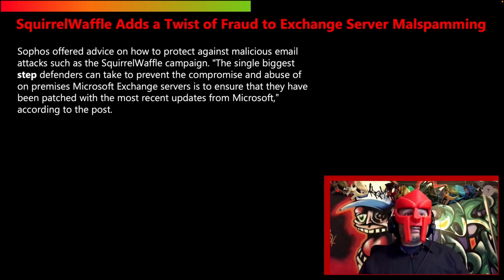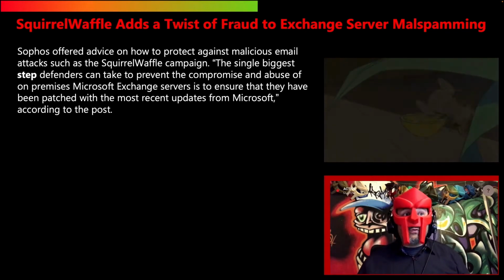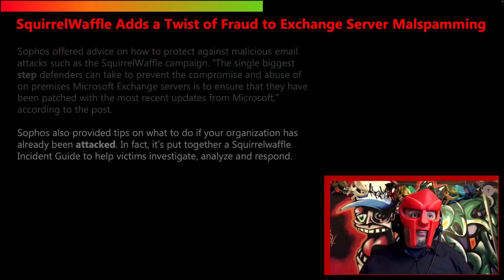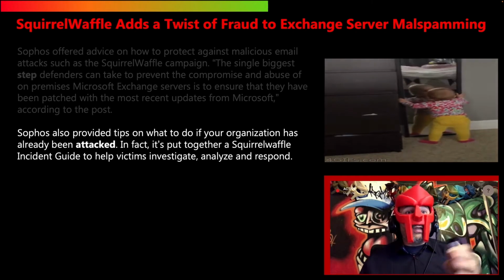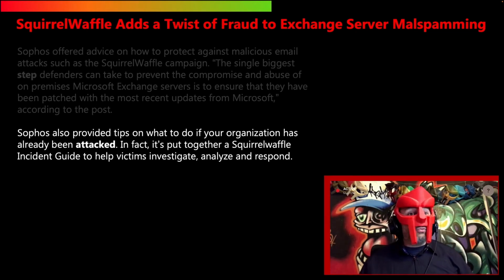Sophos offered advice on how to protect against malicious email attacks such as the SquirrelWaffle campaign. The single biggest step defenders can take to prevent the compromise and abuse of on-premise Microsoft Exchange servers is to ensure that they have been patched with the most recent updates from Microsoft. Sophos also provided tips on what to do if your organization has already been attacked. In fact, it's put together a SquirrelWaffle incident guide to help victims investigate, analyze, and respond.